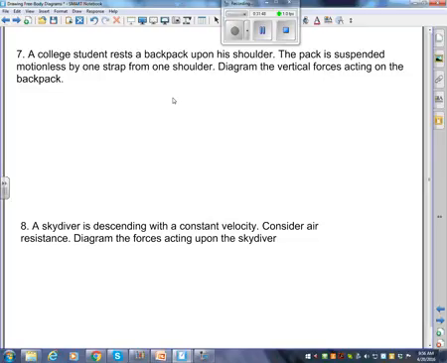Number 7, a college student rests a backpack upon his shoulder. The pack is suspended motionless by one strap from one shoulder. Diagram the vertical forces acting on the backpack. Only the vertical. Okay, well, it's on Earth. Weight force. Probably FT is technically correct. I'll accept FA, applied. That's it. It's motionless. It's just hanging there. They are balanced.